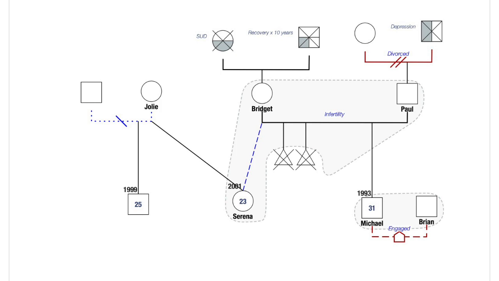We see that Paul and Bridget gave birth to Michael in 1993, but then suffered secondary infertility that included two miscarriages. After 8 years of fertility treatments, they decided to adopt Serena. This time, we have added Serena's birth mother, Jolie, to her genogram, as represented by the solid biological child line. The family has very little information about Serena's biological family, but they do know that Jolie was no longer in a relationship with the father at the time of Serena's birth, and that the couple shared a son who was 2 at the time of Serena's adoption, Serena's biological brother.